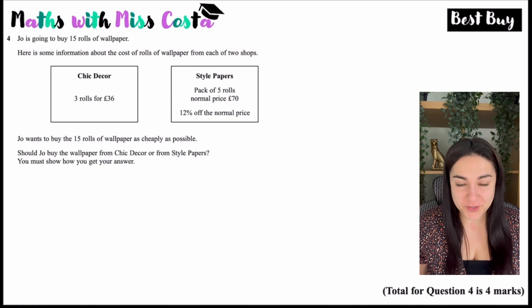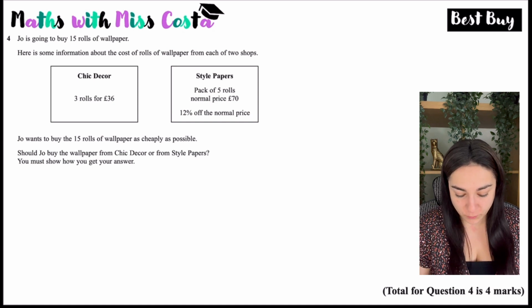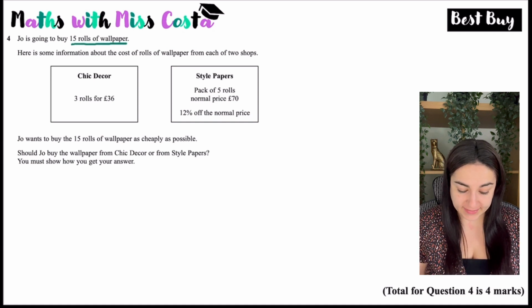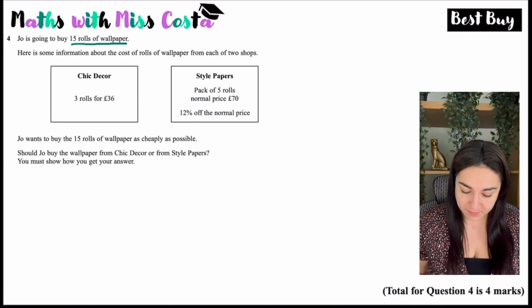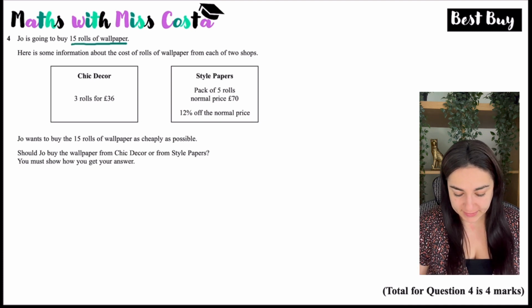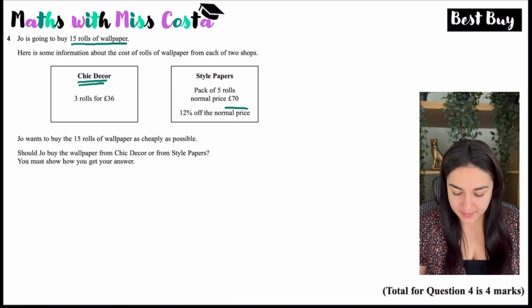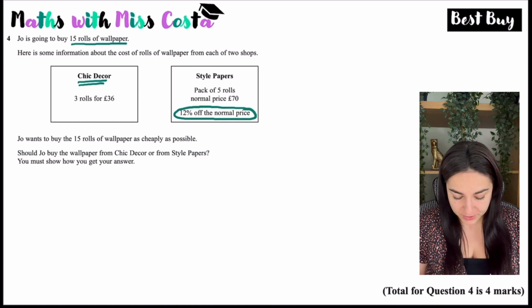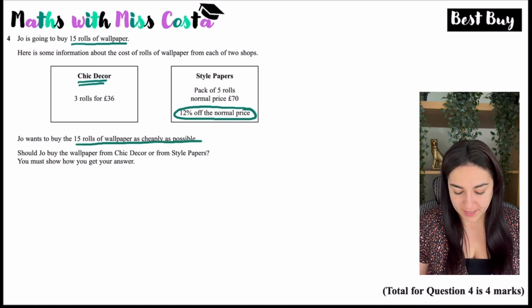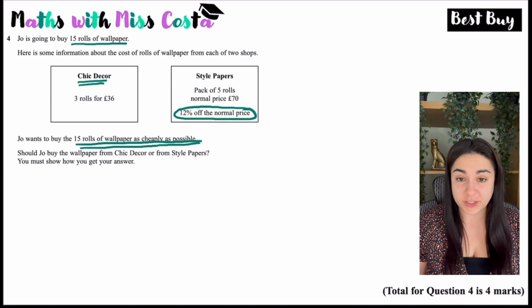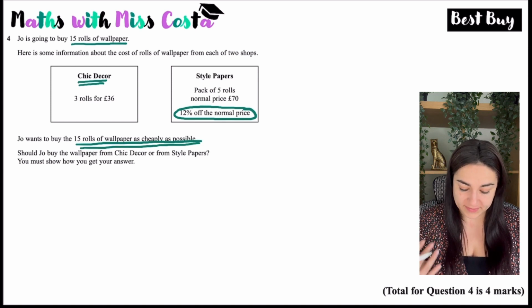Okay, so here I'm told that Joe is going to buy 15 rolls of wallpaper and some information about the cost of rolls of wallpaper from 2 different shops. So Chic Decor, I know I could get 3 rolls for £36, and in Style Papers, a pack of 5 rolls is normally £70. But there's a deal going on, which is 12% off the normal price. Joe wants to buy the 15 rolls of wallpaper as cheaply as possible. Should she buy them from Chic Decor or from Style Papers?